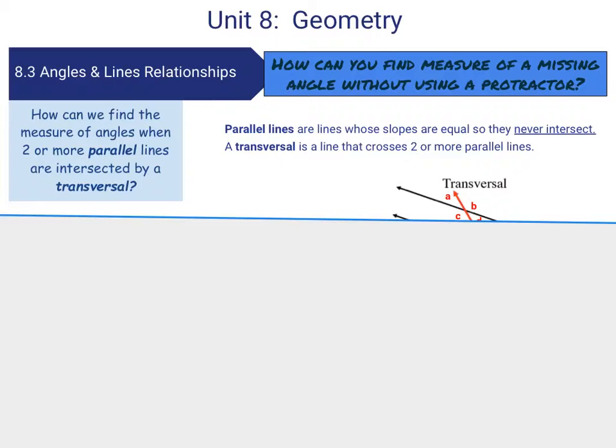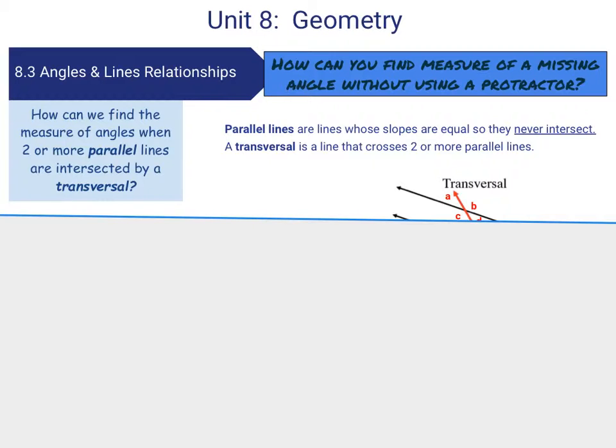The opposite of intersecting lines are lines that never, ever cross. That is called parallel lines, yes. Parallel lines are lines whose slopes are the same, remember y equals mx plus b, which means that they're rising and running at the same rate, so they never will cross.